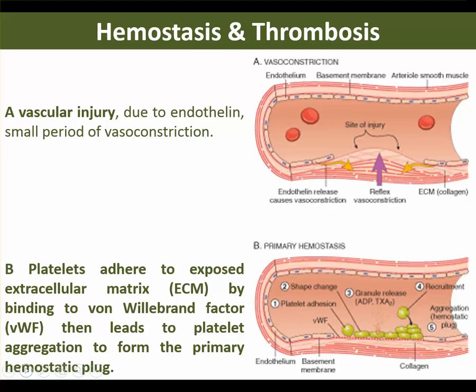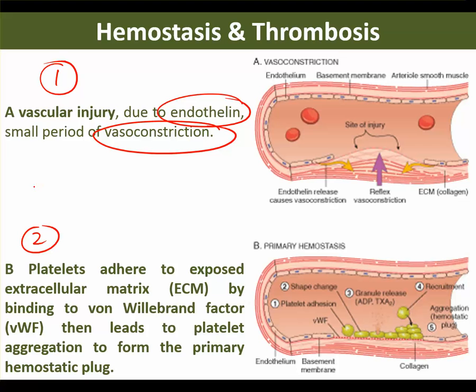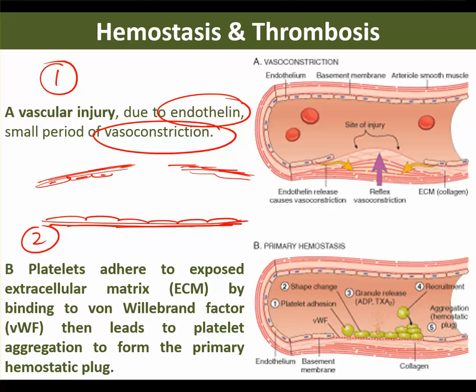Now coming to the vascular injury, once the blood vessel is damaged, immediately endothelial cells secrete endothelin, and that will cause vasoconstriction. That is the first step. Now this is the blood vessel which is damaged. This is the endothelium and this is the basement membrane. Once the basement membrane is exposed, it has a special protein called von Willebrand factor. This is very, very important. So once there is damage to the blood vessel, if the platelets see the von Willebrand factor, they attach.